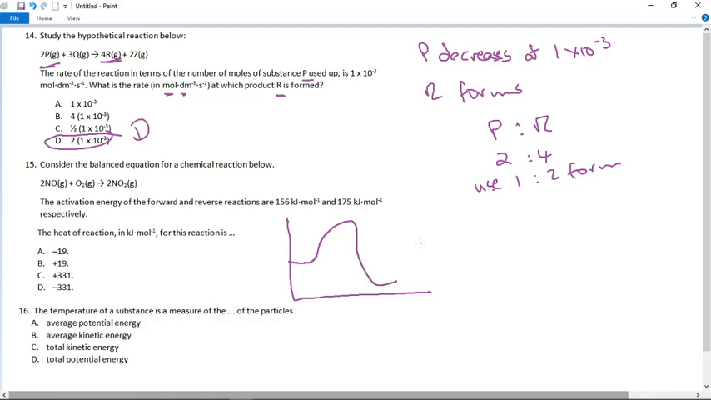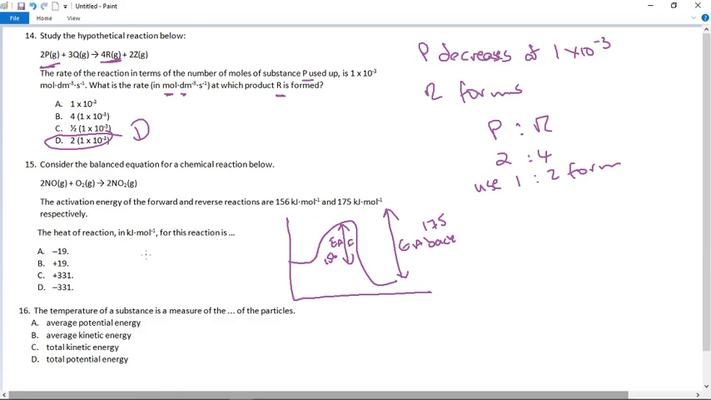That means the backward reaction is bigger than the forward reaction. Okay, remember, activation energy goes from the reactants to the peak of the graph. Goodness, this is a terrible graph. Okay, this is going to be the EA of the forward. Okay, and this is going to be the EA of the backward. Okay, and this one is 175 and this one is 156. So the backward reaction is harder, takes more activation energy than the forward reaction.